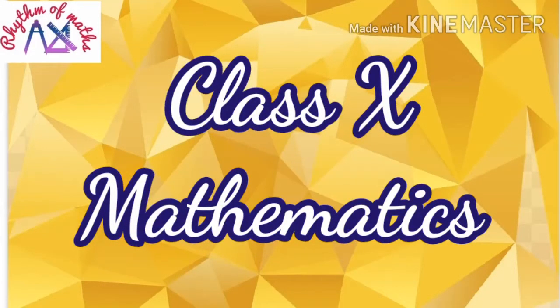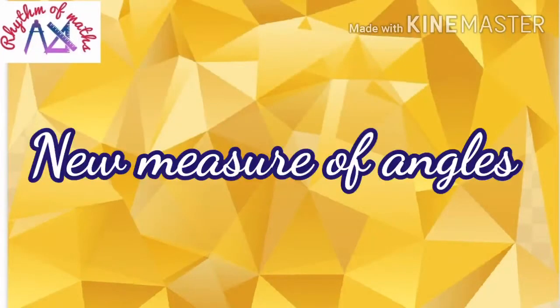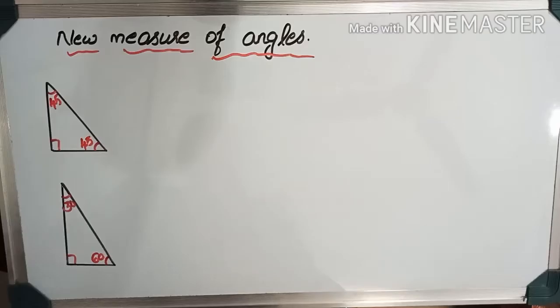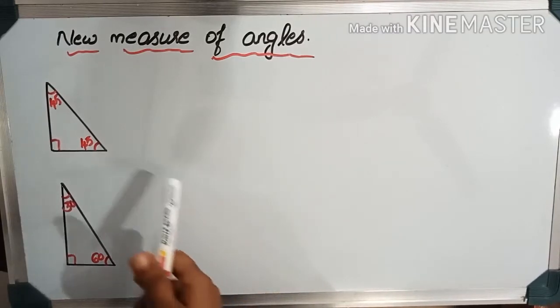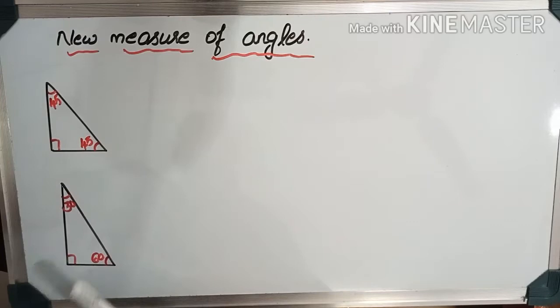We are learning the chapter trigonometry. In the previous video we have finished our first section. Now let's move on to our next topic, that is new measure of angles. In the previous video we have learned the ratio concept, isn't it? Ratio concept of 45 45 90 degree and 30 60 90 degree.